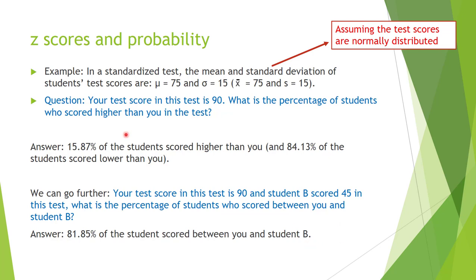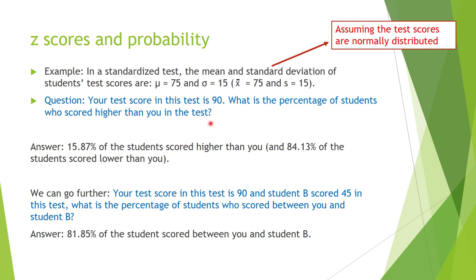Okay, let's go back to my question. Your test score is 90. What is the percentage of scores higher than you in the test? My answer is 15.87%. And we can go further. Your test score in this test is 90, and student B scored 45 in this test. What is the percentage of students who scored between you and student B? My answer is the percentage is 81.85.